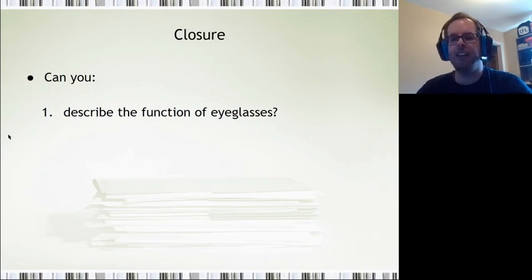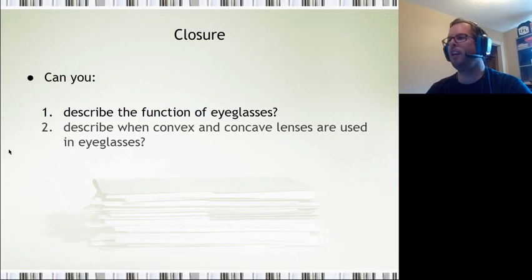All right, so just to finish up, you need to be able to describe the function of eyeglasses today. Basically, you need to make sure you understand that for eyes that are focusing the image either in front of or behind the retina, the eyeglass is there to adjust the refraction of light going through the eye so that it ends up focusing on the retina. You'll need to be able to describe when to use a convex and when to use a concave lens.